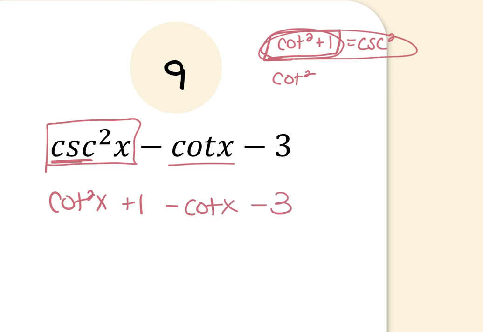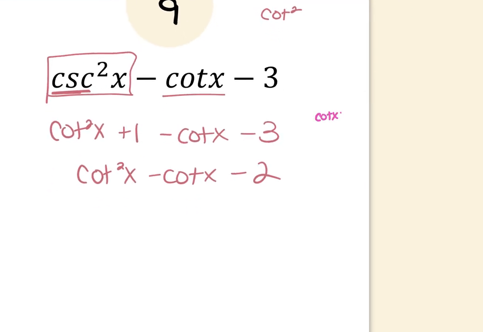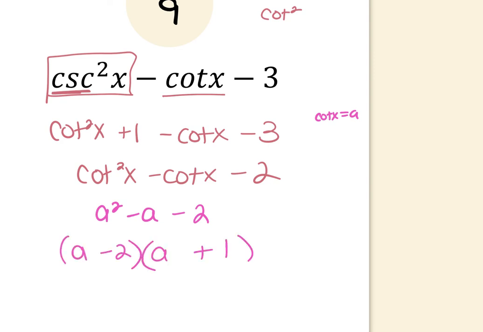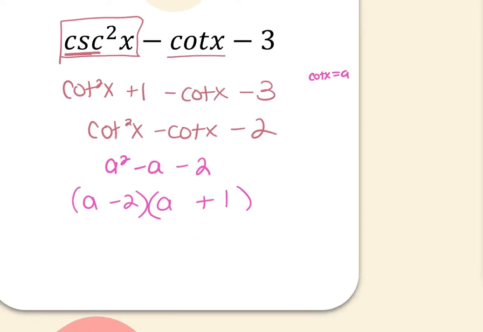So if you see two different trig functions and the goal is to factor something like that, you're going to have to replace one with the other. And you're going to replace the squared term because that's what your Pythagorean identities are. So now I'm going to just combine my like terms: cotangent squared x minus cotangent x minus 2. And now I'm going to factor. So I'm going to do the a again. Cotangent x equals a. This would be a squared minus a minus 2. This time when I factor, I'd get a minus 2 and a plus 1. And then just plug the cotangent back in.